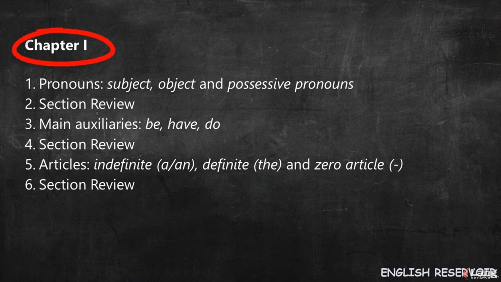Chapter 1. 1. Pronouns. Subject, object, and possessive pronouns. 2. Section review. 3. Main auxiliaries. Be, have, and do. 4. Section review. 5. Articles. Indefinite, a and an, definite, the, and zero article, that is, no article. 6. Section review. Okay, let's get started.